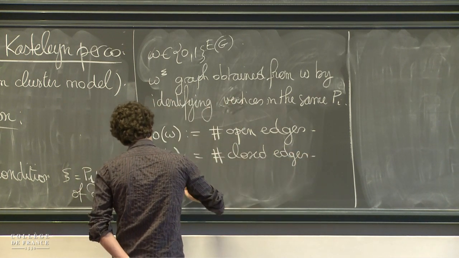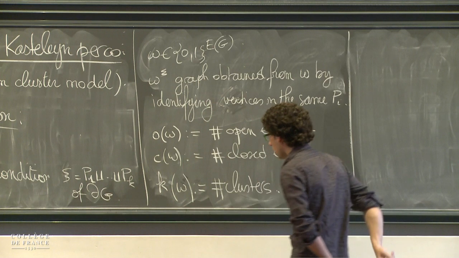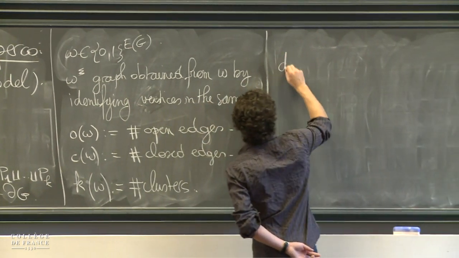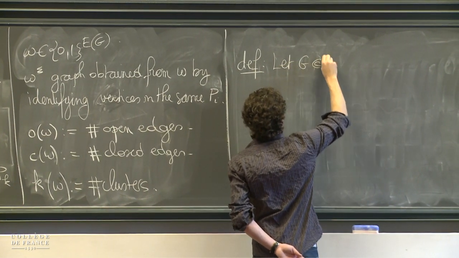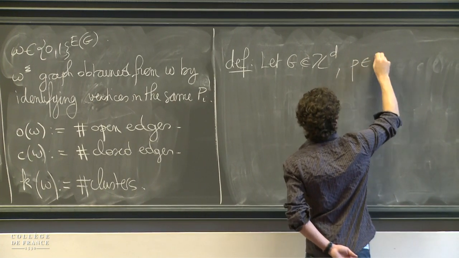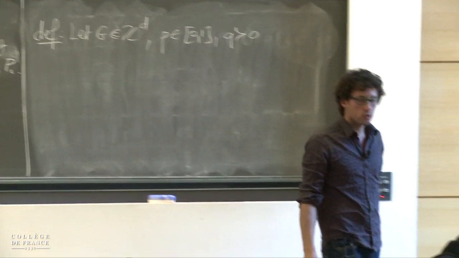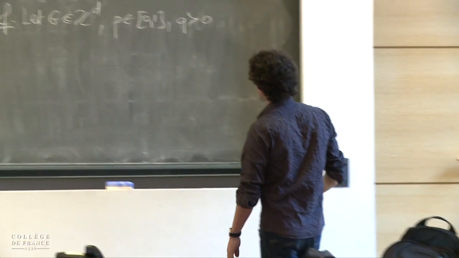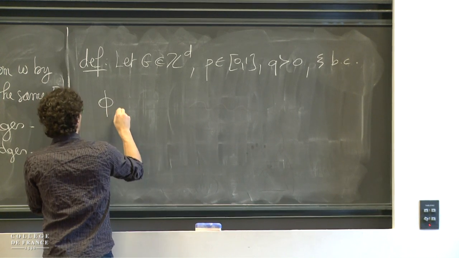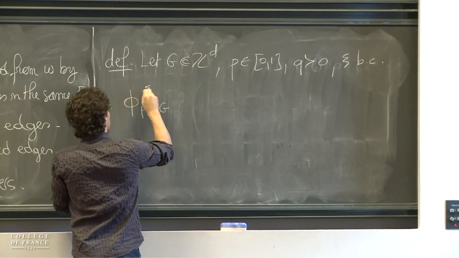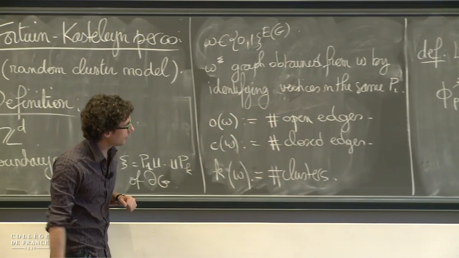And K(omega) is going to be the number of clusters of my graph. So now a definition. Let G be a subgraph of Z^d, p in [0,1], q larger than 0. You should think of p as an edge weight, and q as a cluster weight, and psi some boundary condition. Then we define the measure of the random cluster model with parameters p, q, G, and psi.